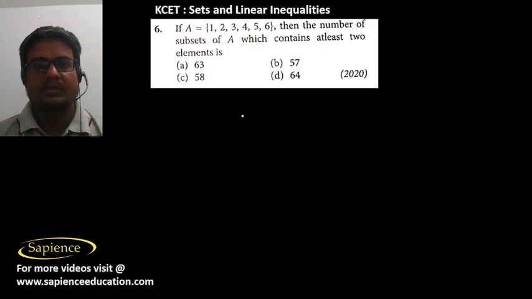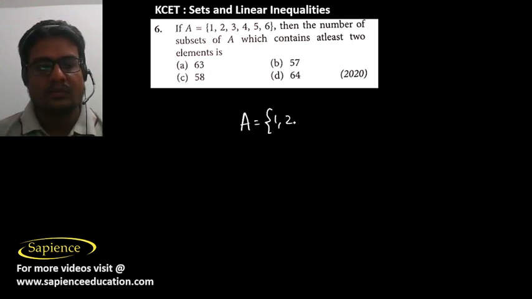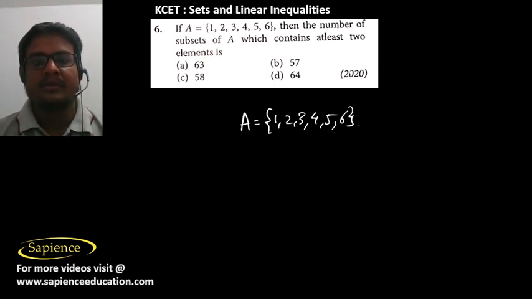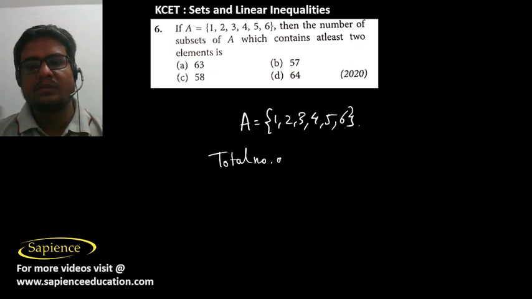Then it is told, if the set A is 1, 2, 3, 4, 5, 6, then the number of subsets of A which contains exactly 2 elements. Number of subsets of A which contains at least 2 elements. So from here we can choose any 2 elements. So the total number of subsets of A, so here n of A is equal to 6.